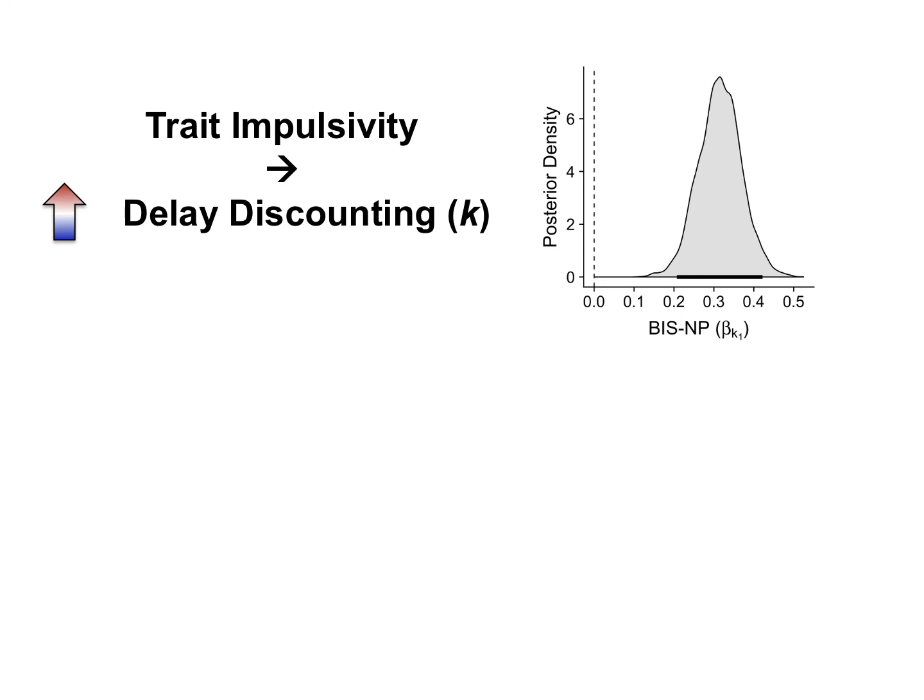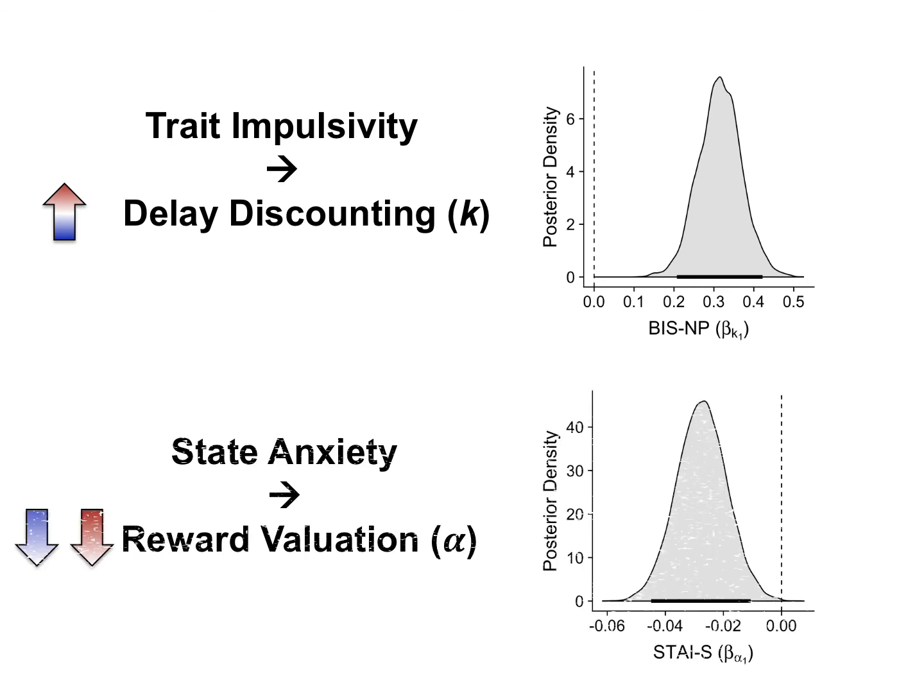Okay, and so the general trend that we did find is this positive relationship, the predicted relationship between trait impulsivity scores and delayed discounting rates, and you can see the posterior distribution here on the right, where the values are much greater than 0, and so there's clearly a positive relationship here in the predicted direction. And then second, we found also the negative relationship between state anxiety and reward valuation, or alpha. And so both of these relationships appeared in the predicted directions, and I'll show on the next slide what this implies for a given choice.